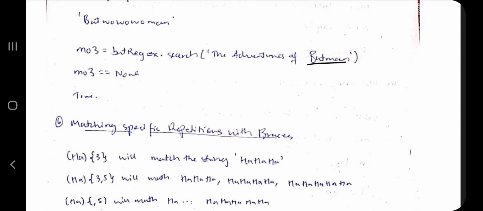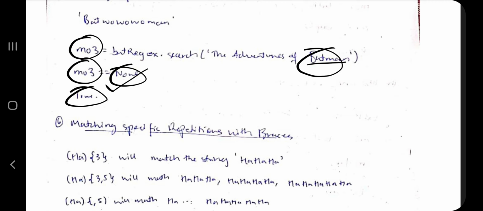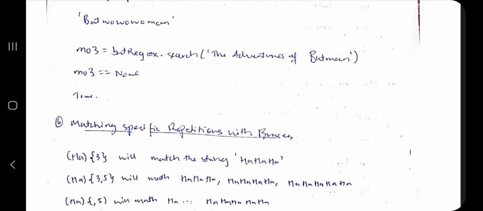So, what will happen is it will not return anything. If I check whether mo3 is equal to None, meaning it has not returned anything, it will be true. Okay. So, this will not work. It needs at least one time WO should be there, one or more times.